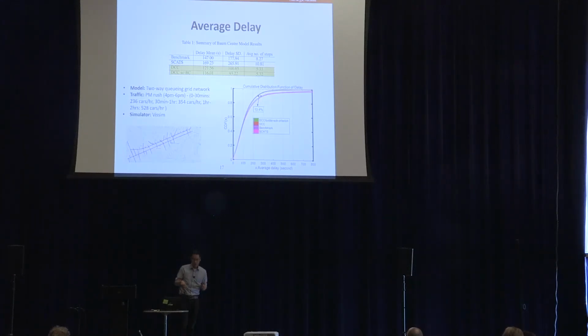Here, I want to show some simulation results. We consider a two-way queuing grid network, and the traffic pattern we test is the PM rush hour. We use vSync to evaluate this idea, and we compare our algorithm with the original schedule-driven traffic control and the SCOOT system, which is a very popular traffic signal system around the world. We find that our proposed algorithm can reduce the delay by 13% for the 90% most congested, delayed vehicles.